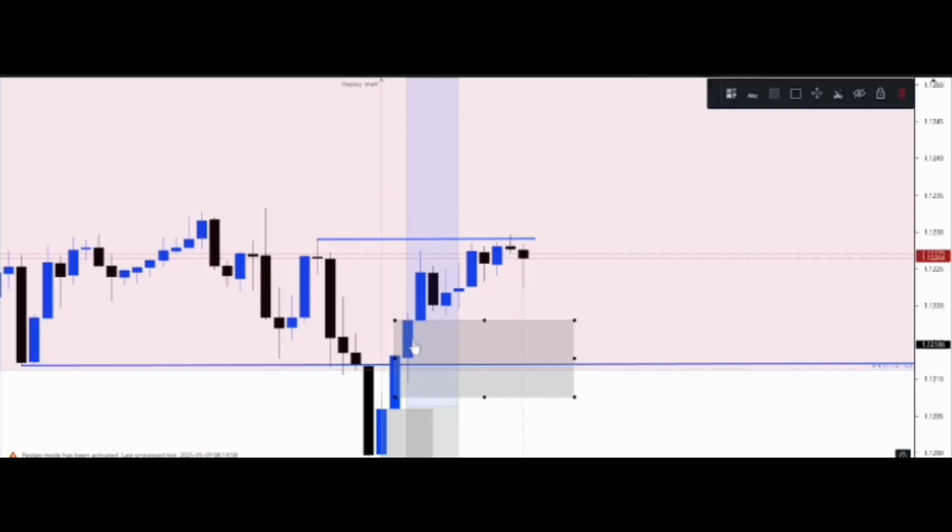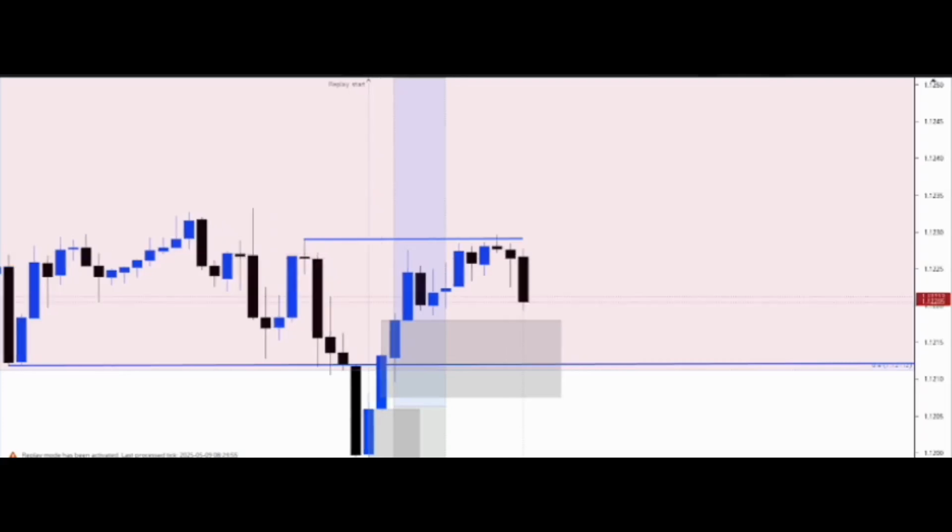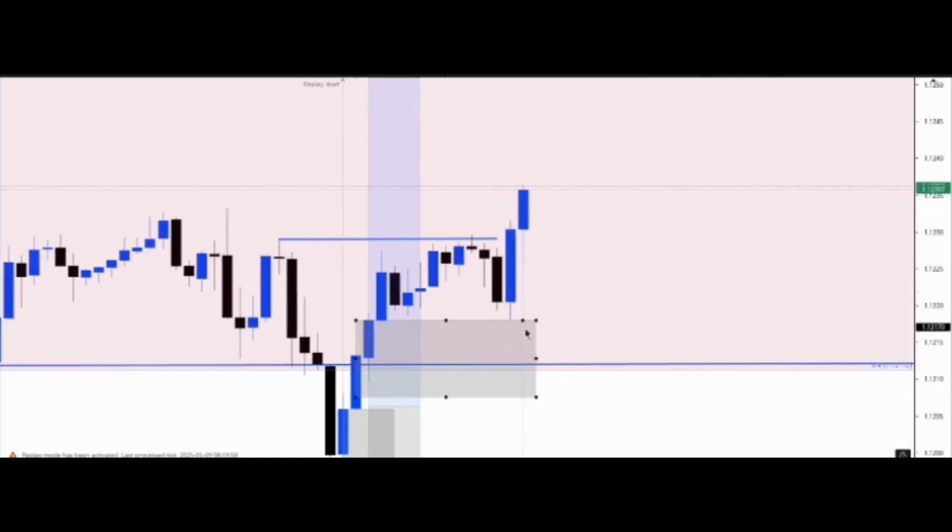Why do I do it like that? This is the first fair value gap. You have this second fair value gap. So put the stop loss just below that second fair value gap. That's how to trade. And now let's continue to advance price and see. So price tapped into this fair value gap precisely and started going higher.